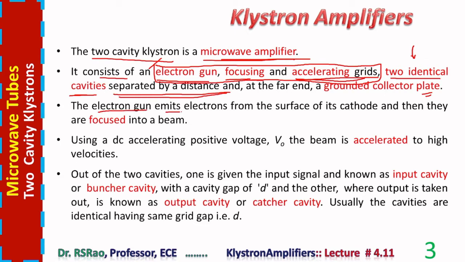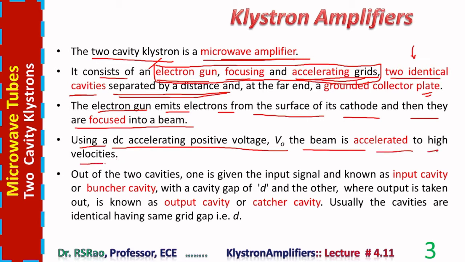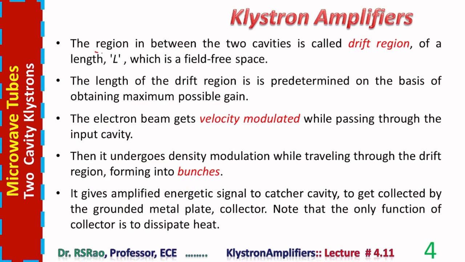The electron gun emits electrons from the surface of its cathode, and then they are focused into a beam. Using a DC accelerating positive voltage V0, the beam is accelerated to high velocities. Out of the two cavities, the one given the input signal is known as the input cavity or buncher cavity, with a cavity gap of D, and the other, where output is taken out, is known as the output cavity or catcher cavity. Usually these two cavities are identical, and hence the grid gap is equal to D for both cavities. The region in between the two cavities is called the drift region.